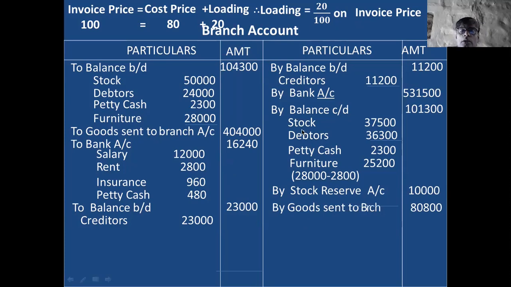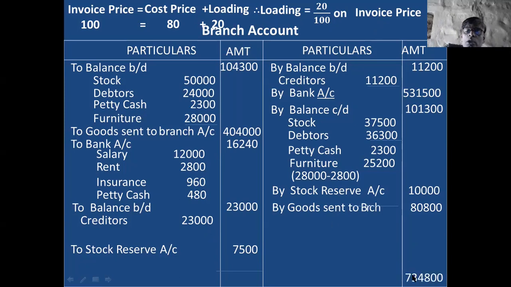80,800. Okay. Then closing stock 37,500. 37,500 stock reserve is 7,500. You see this very carefully. Whatever you added, again it is removed. Whatever you added in the 30,000, the same amount we remove by the first equation. As per the second equation, we add. As per the first equation, we deduct. Remember this. Okay. Now the problem is completed.